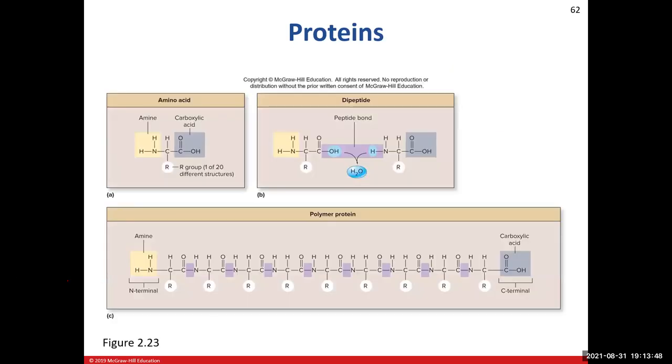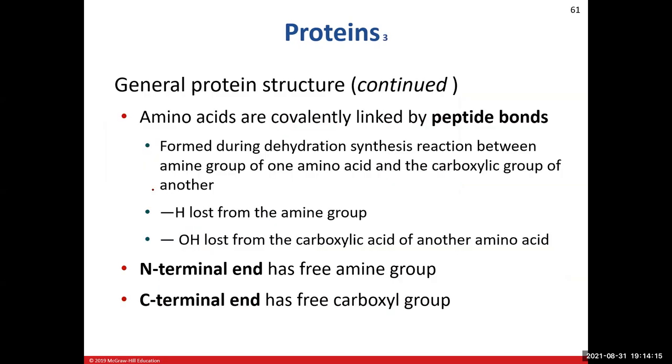So let me just show you real fast. Here's what I'm talking about, okay? Here's the amino acid right here. So you can see we have the amine group here on the left side of our carbon, and then we have the carboxylic group here on the right side. And then coming off here on the bottom portion is our R group. We have 20 different R groups, all right, which will determine what type of amino acid we're looking at here. So that's one single amino acid.